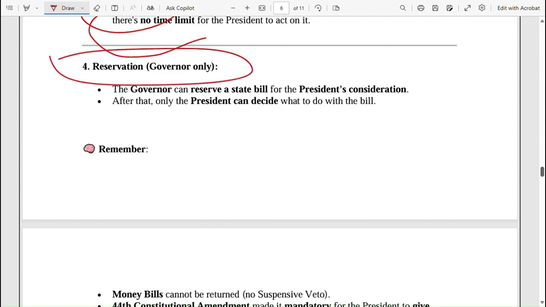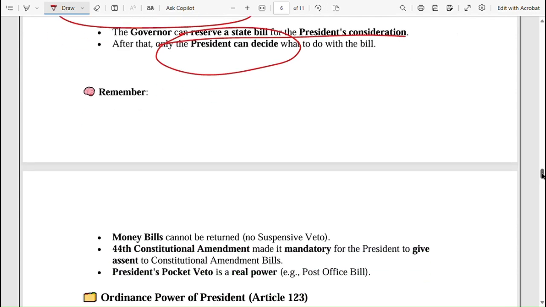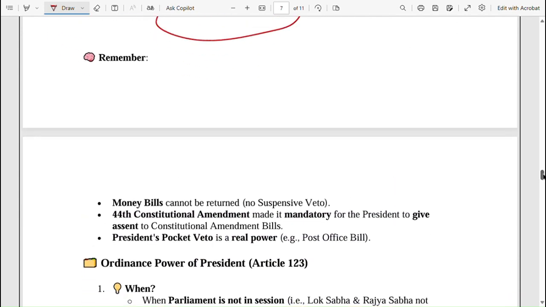Now what is reservation? This is for the governor only, not for the president. The governor can reserve a state bill for the president's consideration. So he will not say yes or no, but instead he will reserve it for the president for the answer. If the president does not answer, there is no response, right? So that will be pending for a long period of time. So there is no limit. Once he reserves the bill for the president, he will further proceed with that bill only if the president reacts to it, if he says yes or no.